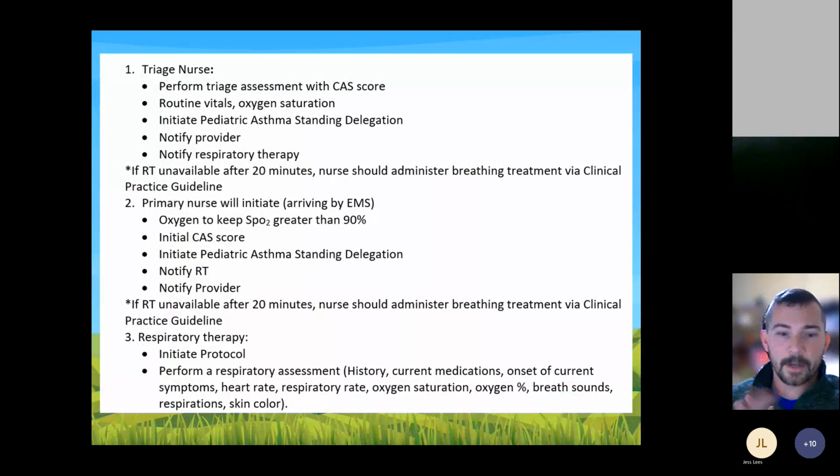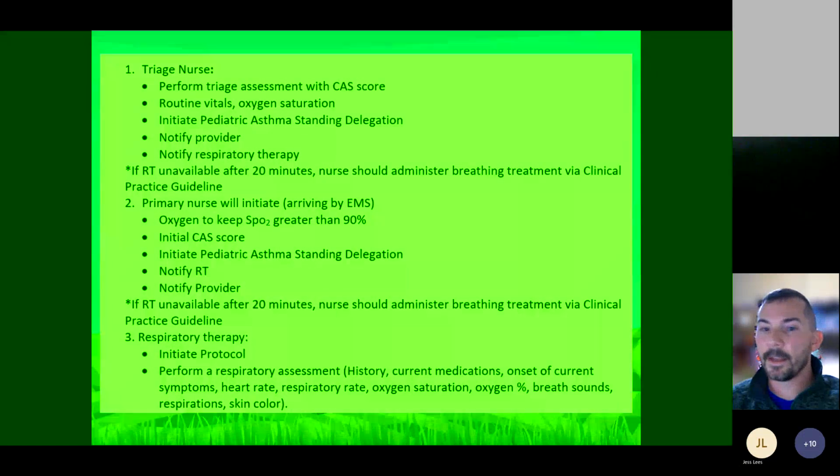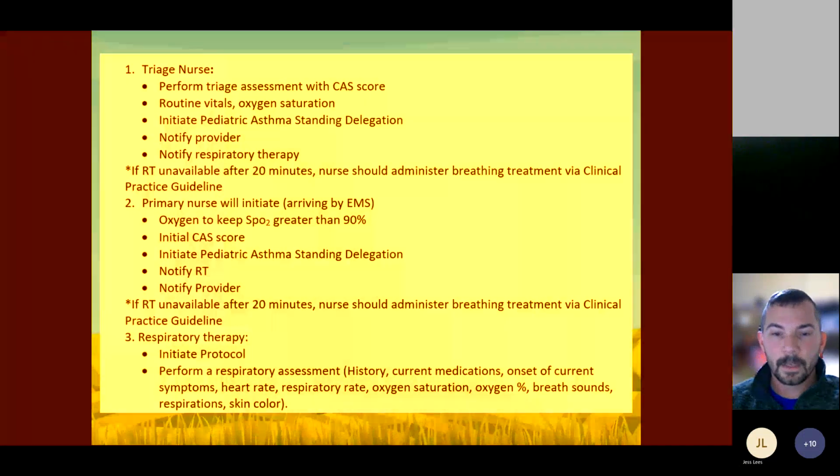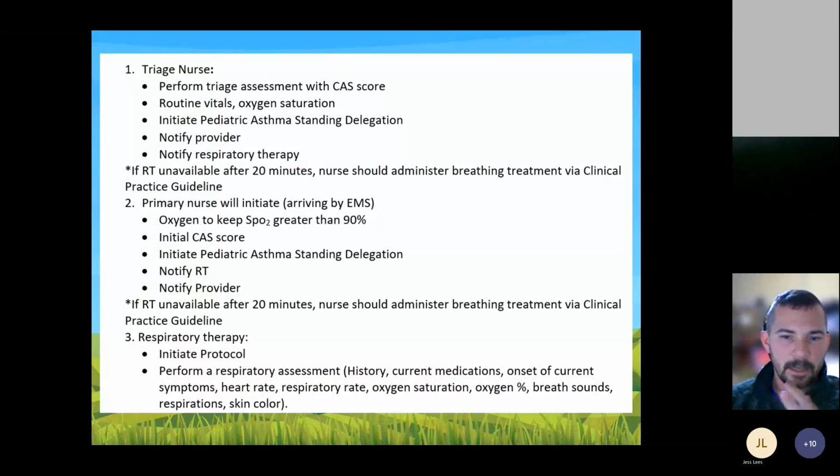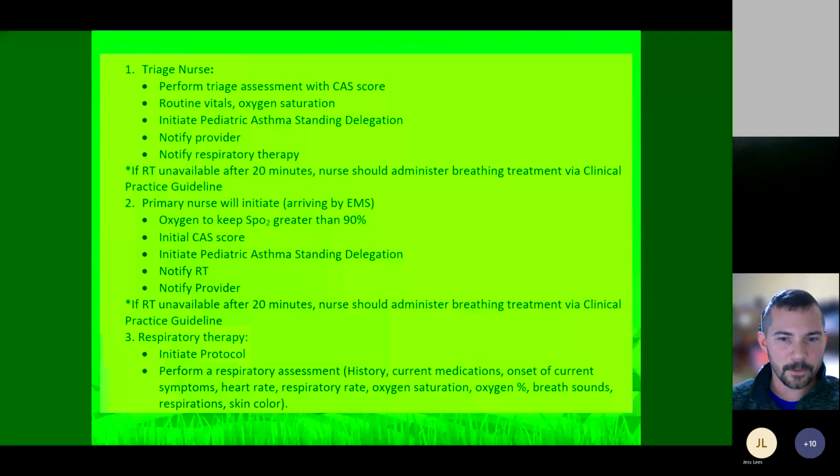So real briefly, as I'm trying to run through, and because I thought I had a little bit more time, getting an initial exam as a triage nurse is very important. We use CAS scoring, and I'm going to show that on the next slide. But getting vitals, oxygen saturation, if you can. This is how our facility goes through.